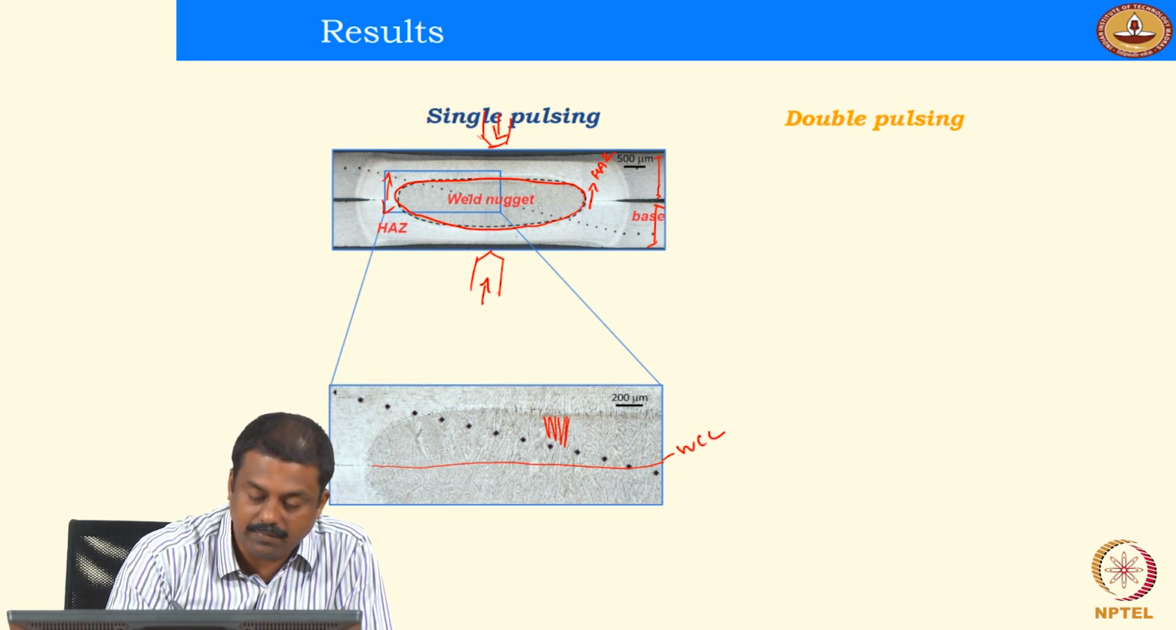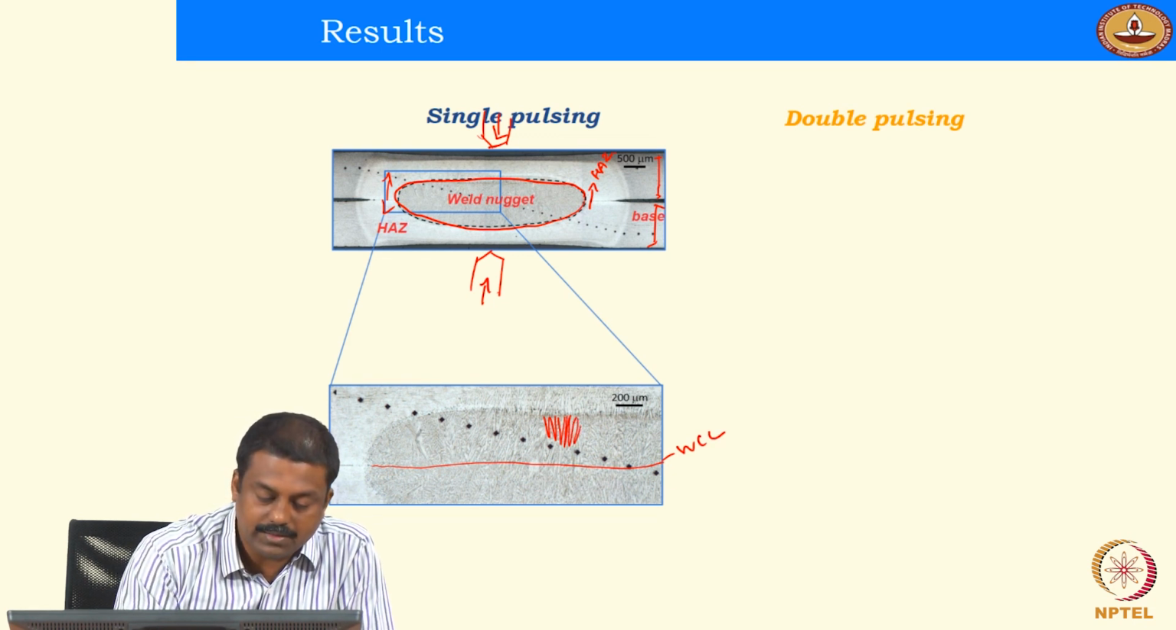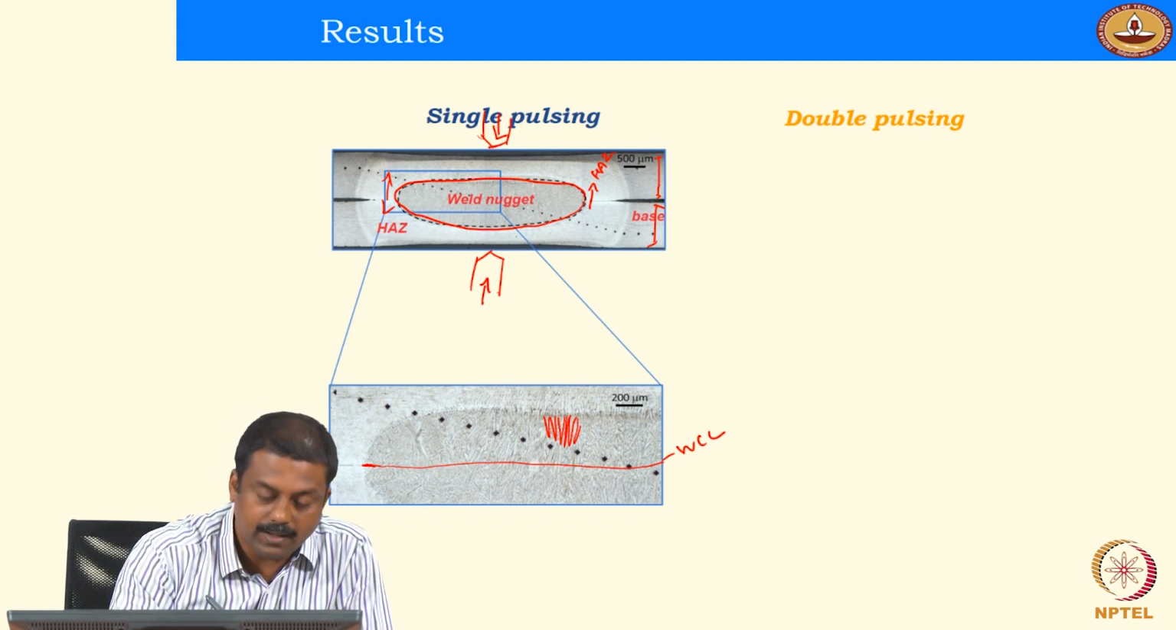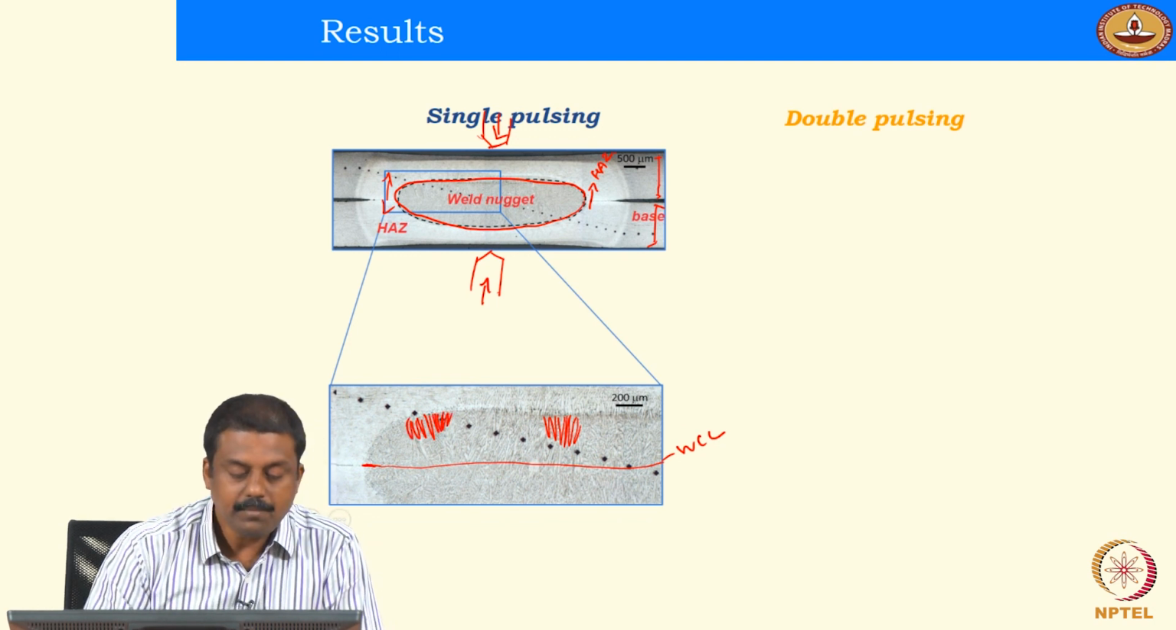So when the grains are solidifying from this direction, you will have a segregation at the weld center line. Because the solidification of this liquid over here takes place at the end, and the alloying elements such as carbon, phosphorus would be migrating towards the weld center line when the solidification happens from the fusion boundary.